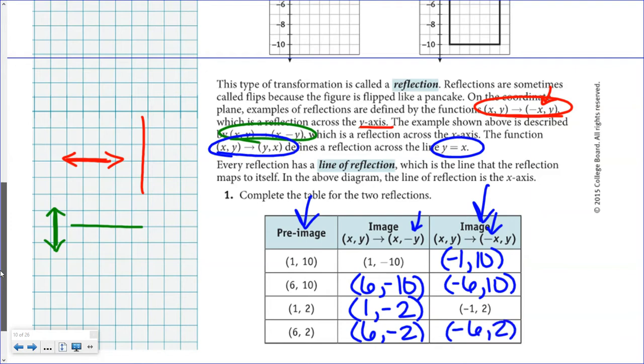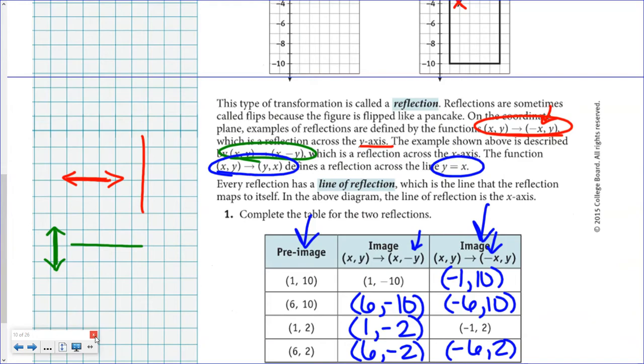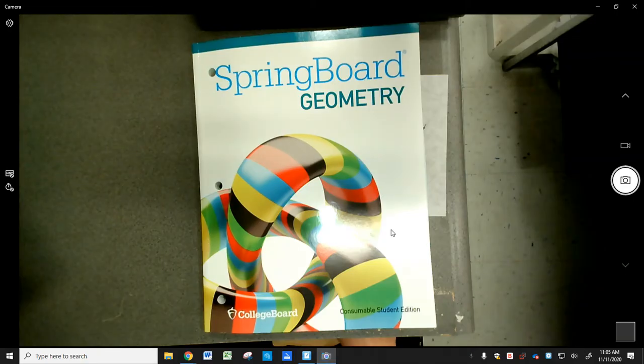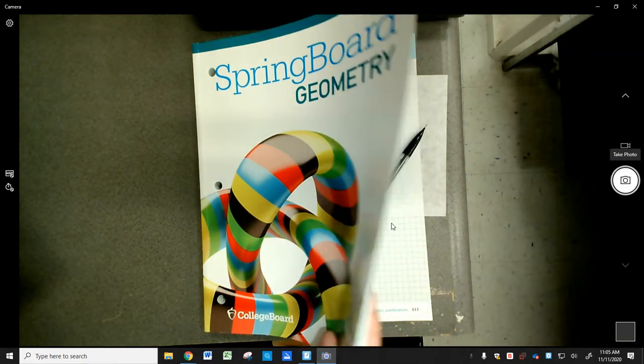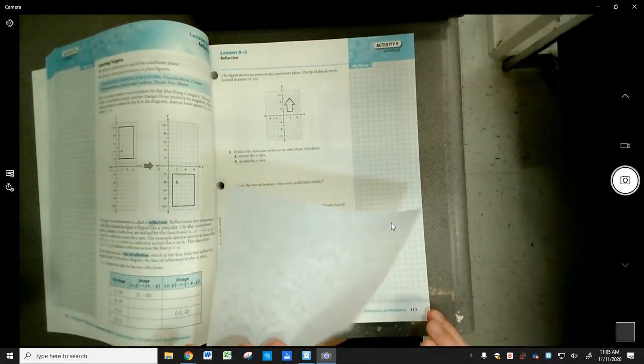So I want to go over how we could do this using patty paper. Patty paper can sometimes help you with visualizing these changes. If you are at home and you don't have patty paper, you can use wax paper or parchment paper. They're basically the same thing, typically found in your kitchen. So let's look here. This is what a piece of patty paper looks like.